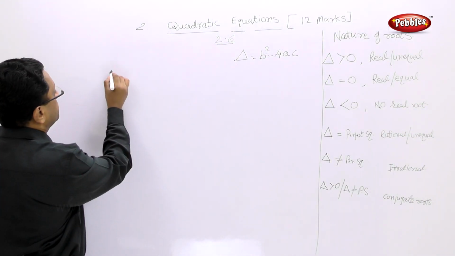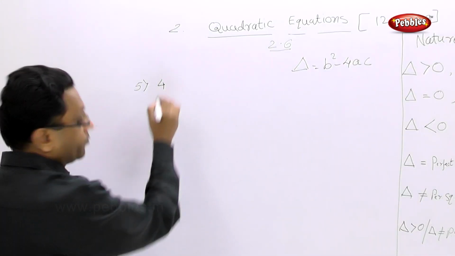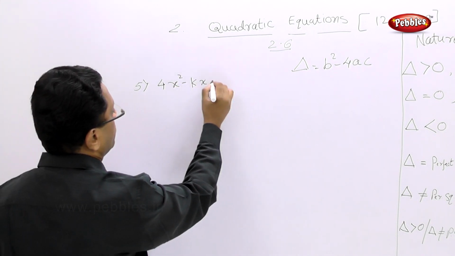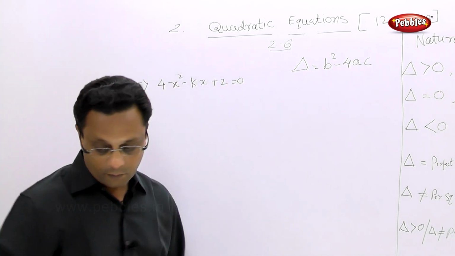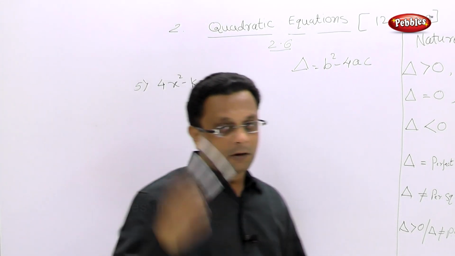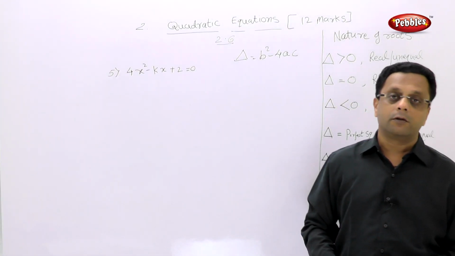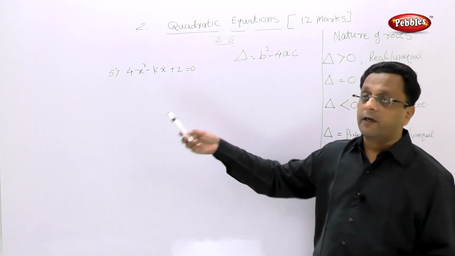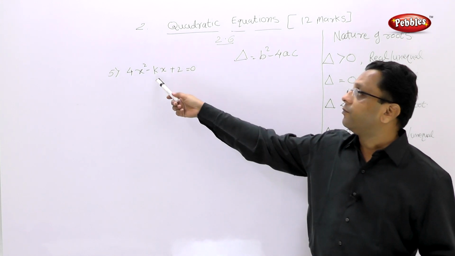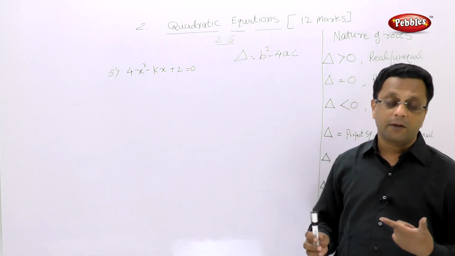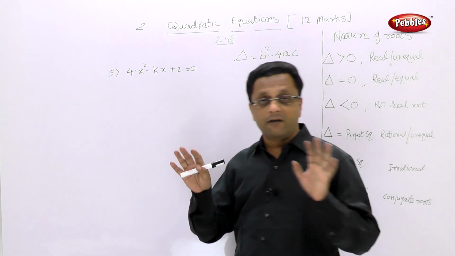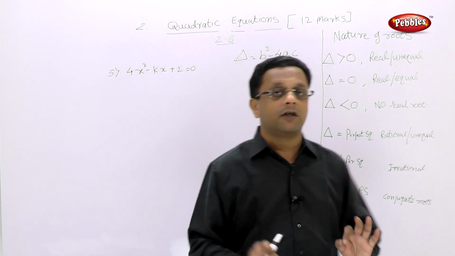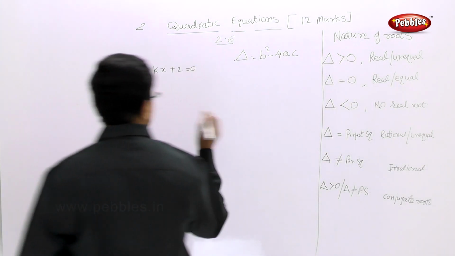Let us see further. Fifth example is 4x square minus kx. Now this is a trick to fool the students. Somebody will consider that the roots are real and they will equate this with 0 and they will find the value of k. This example is limited to just find the value of discriminant. You don't have to find the value of k. Just write what is the discriminant, that's all. So let us solve this.